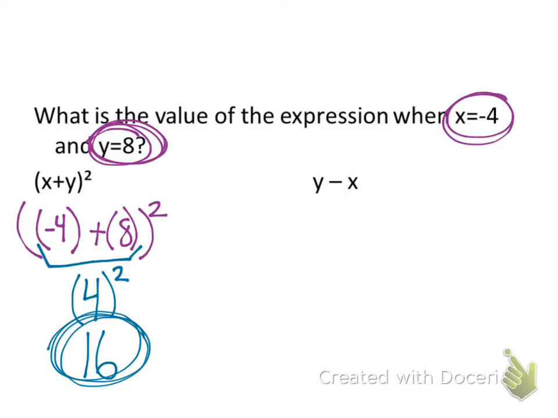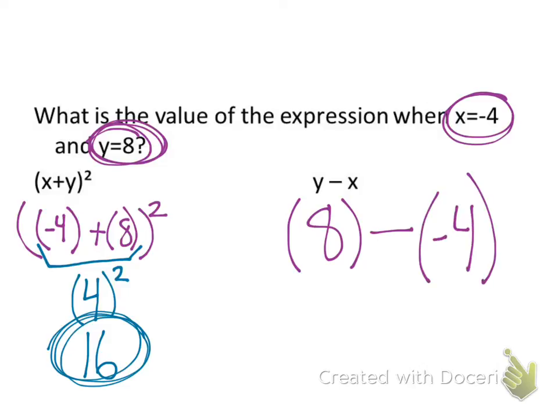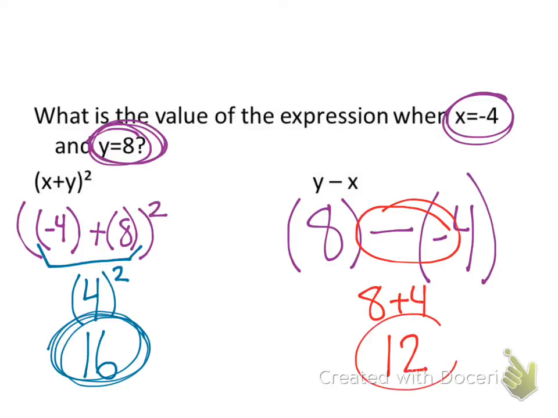And in the back we have y. I'm going to put the 8. The minus sign from the problem. I'm going to put the x value, which is negative 4. What's so special about this one? I have a minus, a negative. Minus a negative is like a plus. Very good. So 8 plus 4 is 12. Wonderful. What questions do you have?